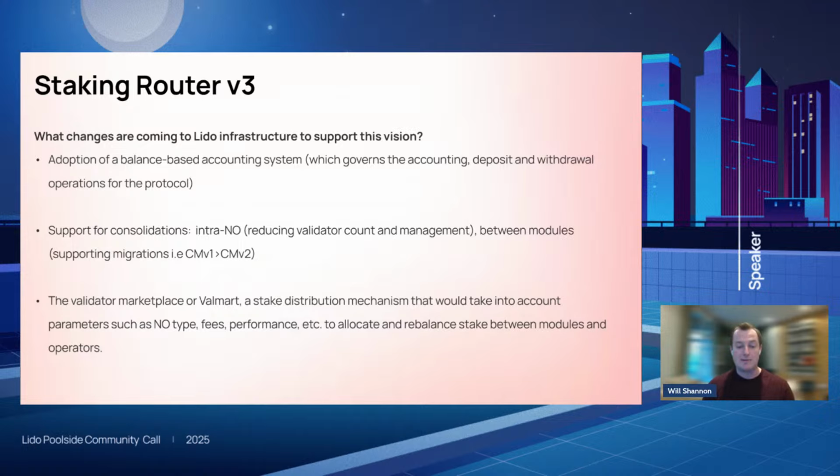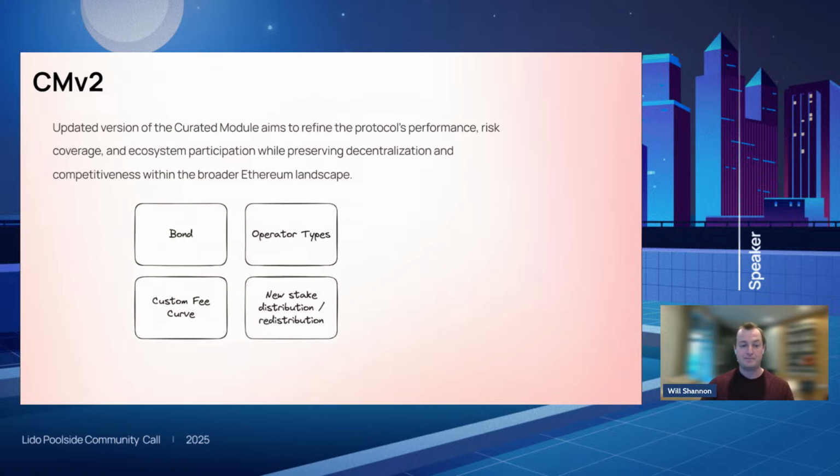The third mechanism is called ValMart, or Validator Marketplace. This would be a novel stake distribution mechanism that takes into account a bunch of different parameters that will be introduced with curated module v2. Curated module v2 is an upgraded version of the curated module that has existed with Lido from the beginning. This would help refine the protocol's performance and risk coverage. It would reward ecosystem participation, all while preserving decentralization and competitiveness with Ethereum's landscape.